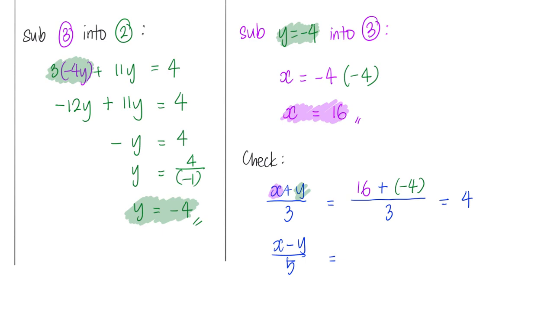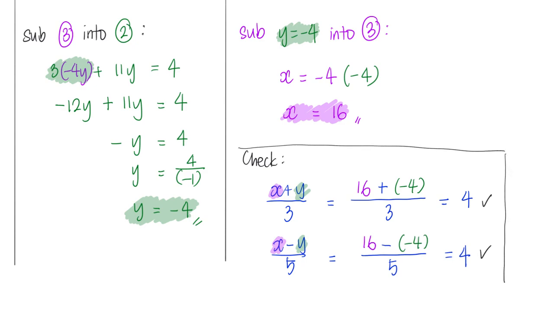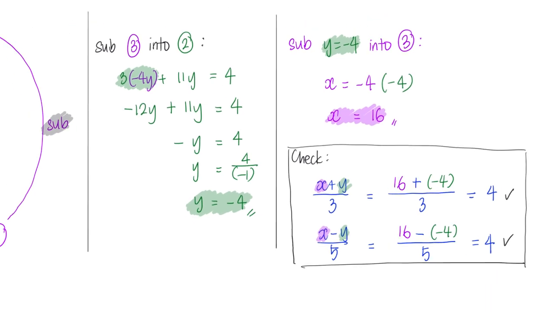Let's check out the other one where I have my x and my y. 16 minus negative 4, divided by 5. Do you think it will give me 4? Yes, it does. And therefore, I have successfully made sure that my answer is indeed correct. Yep. With that, we have come to the end of this video.